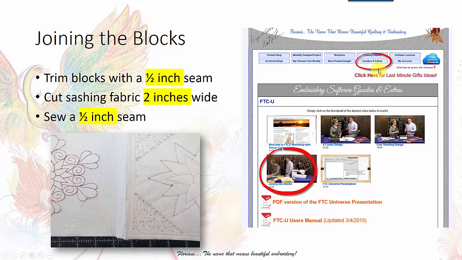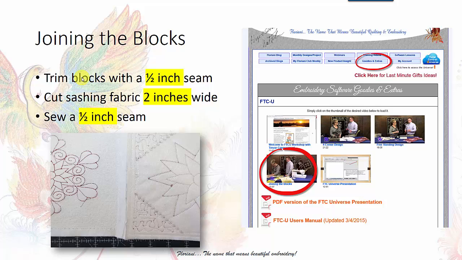So click on that Goodies and Extras, and on the Goodies and Extras page, look for this video called Joining the Blocks by Debbie Homer and DJ. And she talks about the technique to put the blocks together. It's called the Jimmy Join technique. Also, I'll just point this out, FTCU User's Manual. If you've never seen that, I just like to showcase that. But what the Jimmy Join technique does is that this is the concept. You trim your blocks a 1/2 inch. Normally if you're a quilter, you know we trim our blocks and we leave a 1/4 inch seam.